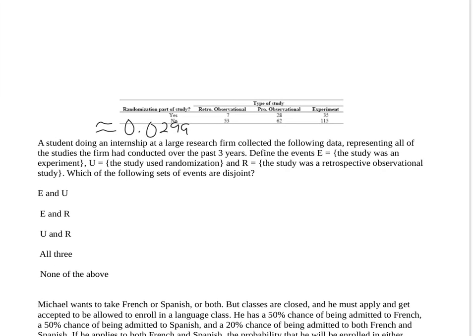So hold on a second. My program's acting up. There we go. So E and R can't happen at the same time. Therefore, E and R are the ones that are disjoint. These other combinations can actually happen at the same time.